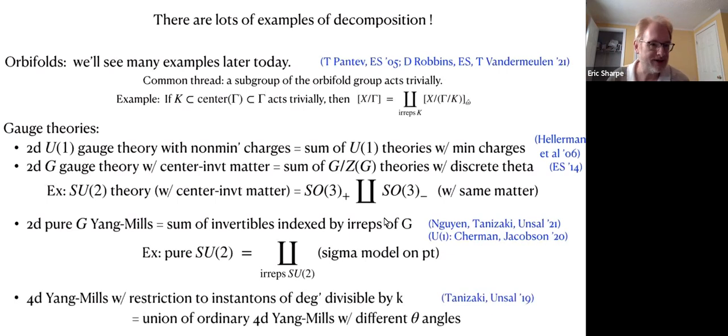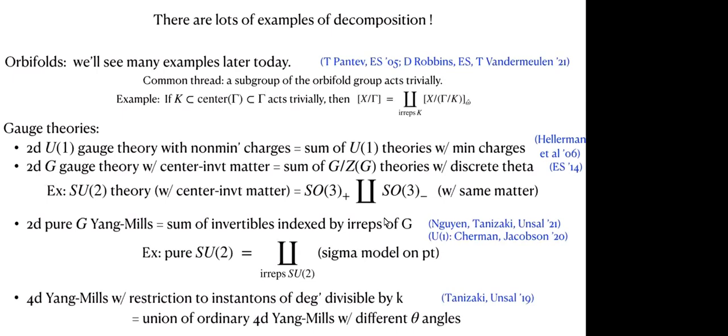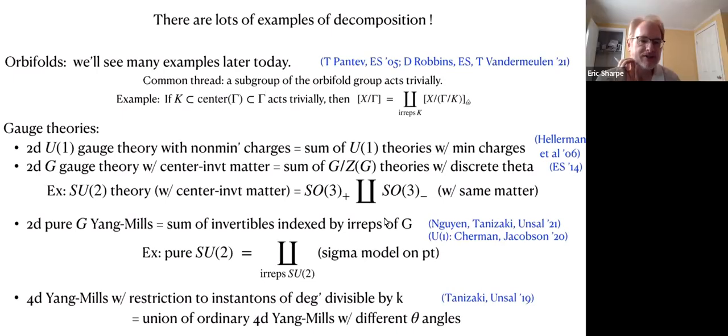And then for another example, so far these examples have been in two dimensions, but there are examples in other dimensions too. If I have a four-dimensional Yang-Mills theory with a restriction to instantons of degree divisible by K, that turns out to be the same thing as a disjoint union of ordinary four-dimensional Yang-Mills theories with different theta angles. And there are more examples.